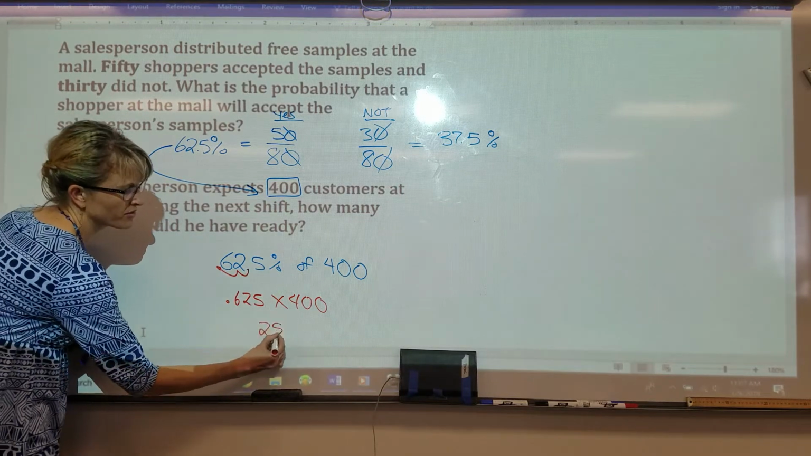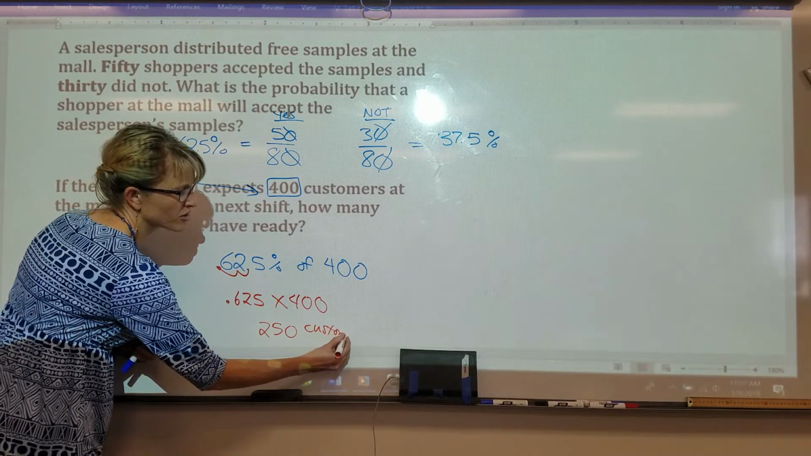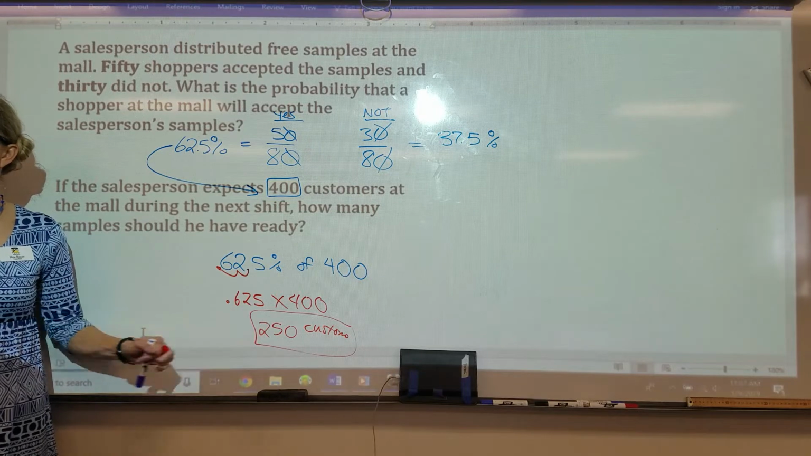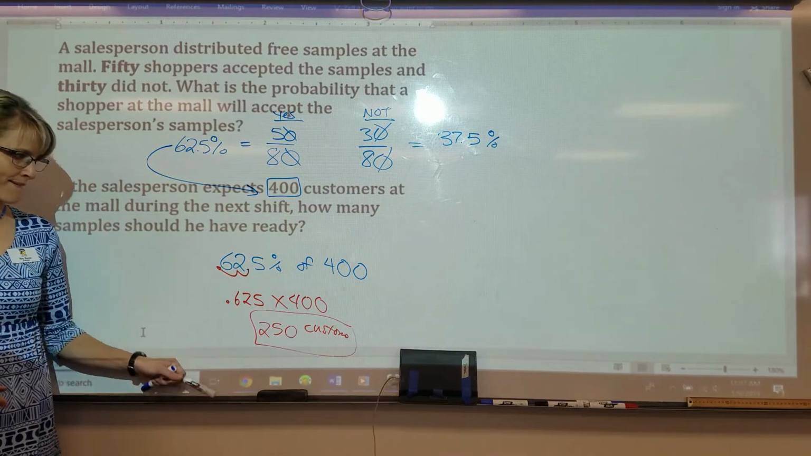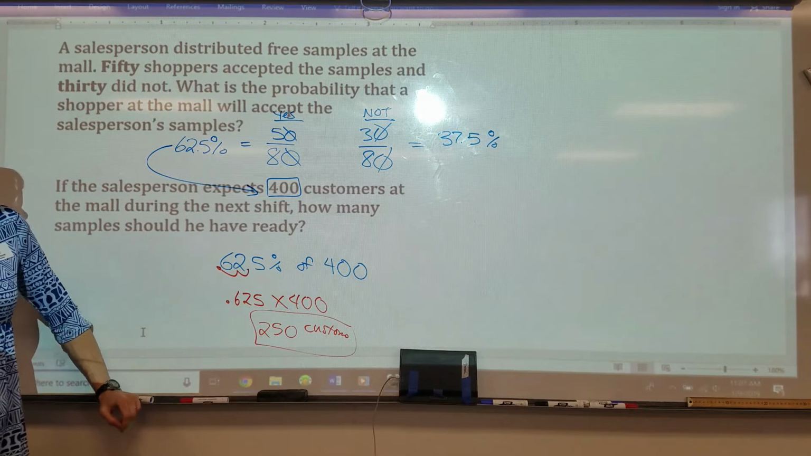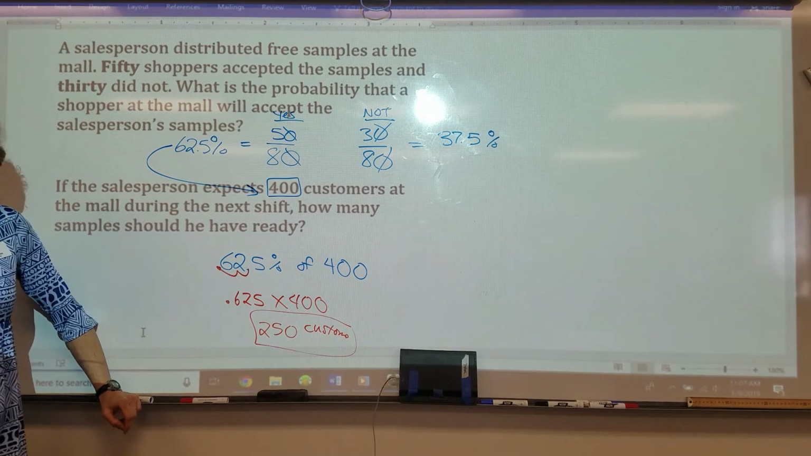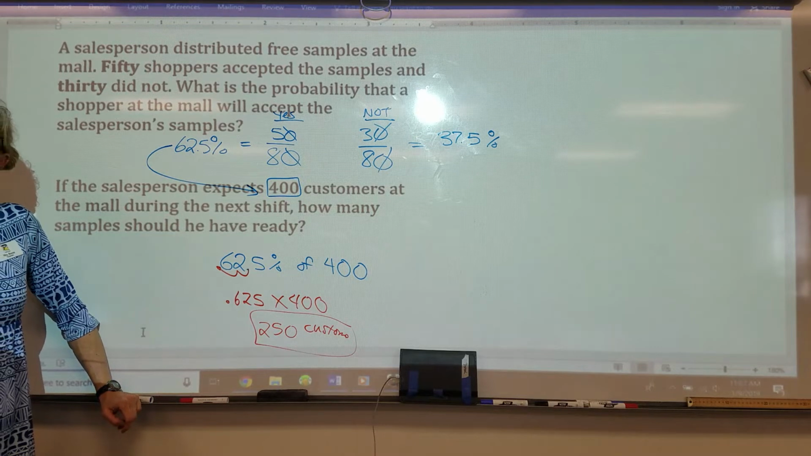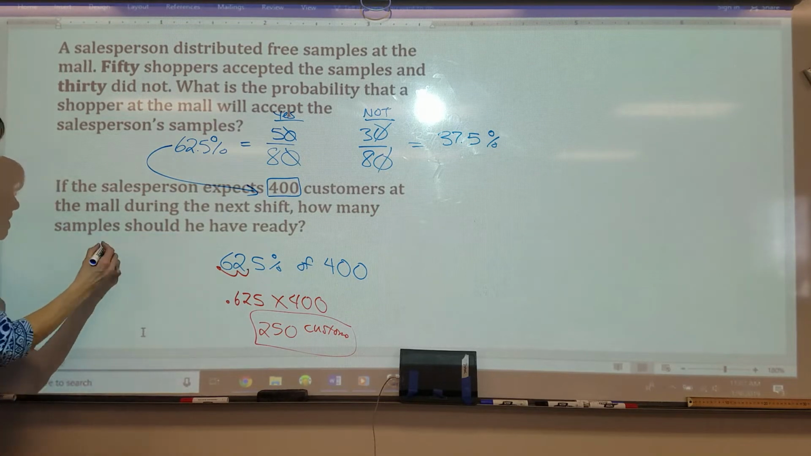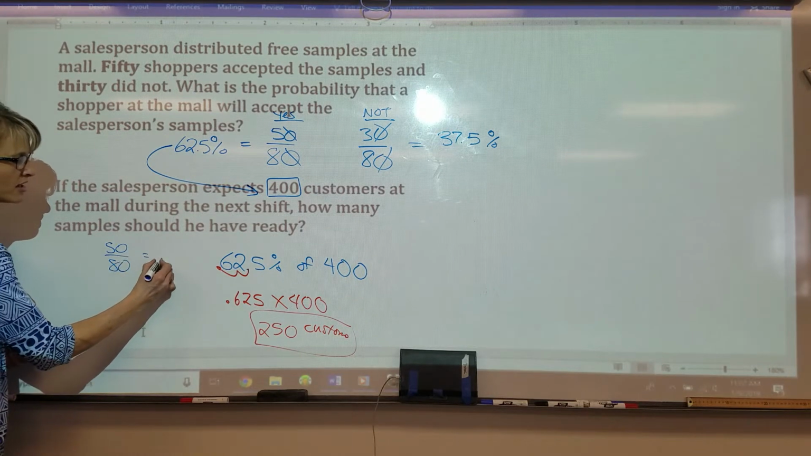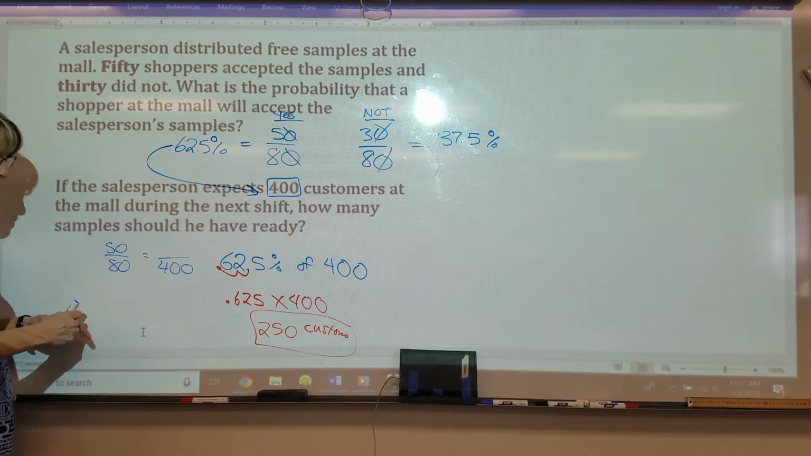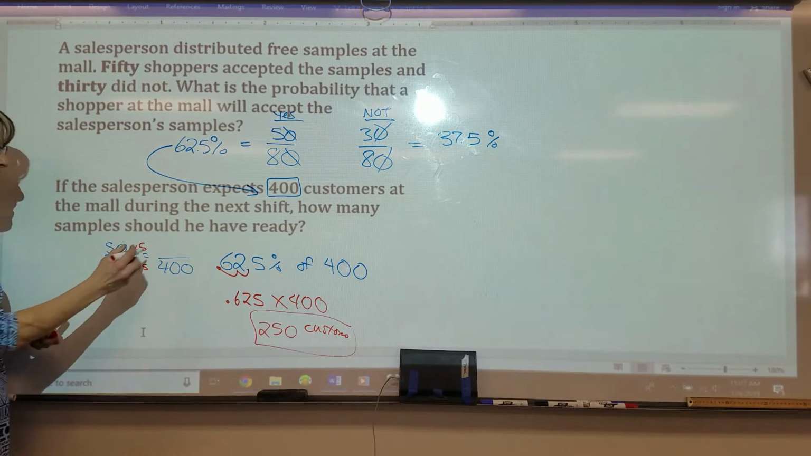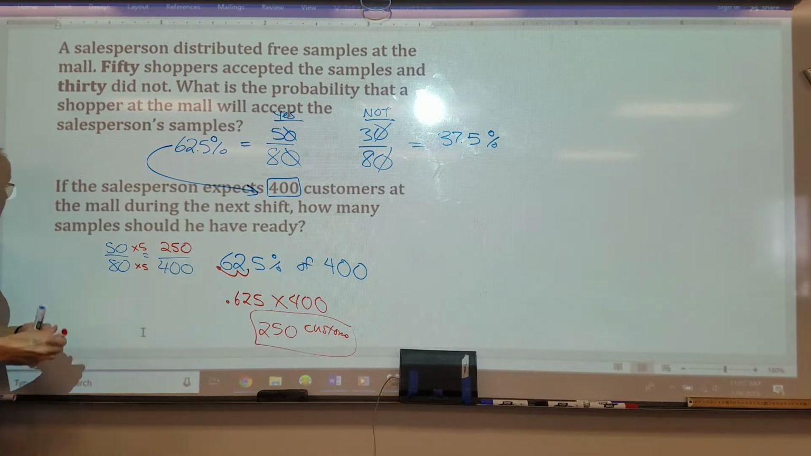250. So 250 customers or 250 flyers will be accepted out of 400 customers there at the store. Right, Lucas? It's a lot easier because you already know that 50 out of 80. So if you did 400 divided by 80, then you would get 5, and then you do just 5 times 50. That's a great way, you just kind of did a proportion. You said if 50 over 80, then out of 400, what would it be? Lucas saw this relationship. And then either way would work.